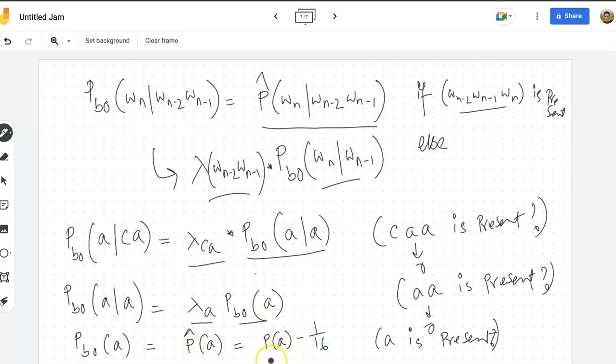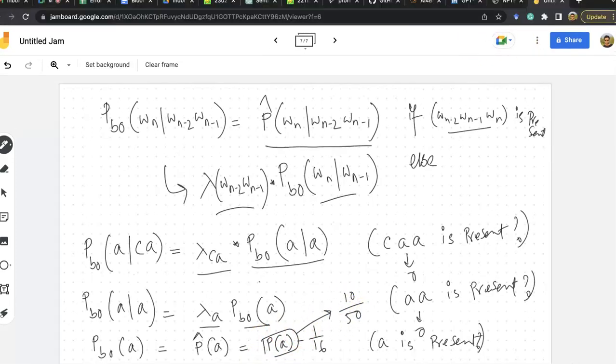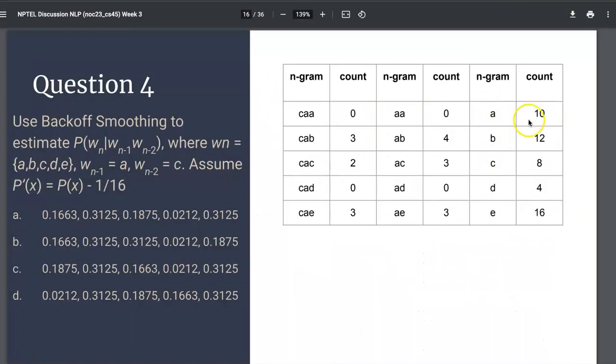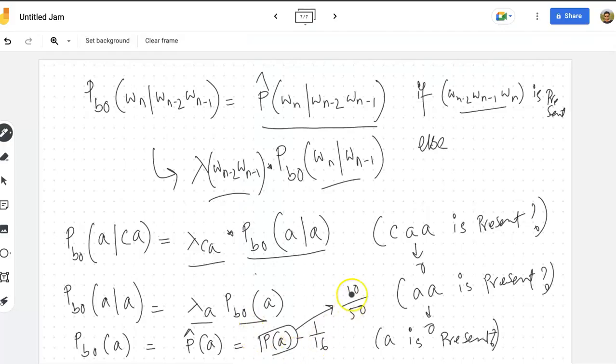Now how will you get this probability of PA? So it's easy. Basically it will be 10 by 50 as per this table. So A occurred 10 times and the total number of unigrams is 50. If you sum up this count column of unigram, you will get 50. So it is 10 by 50. And if you minus this thing, you will get the PB of B. Then you can plug the value in here.